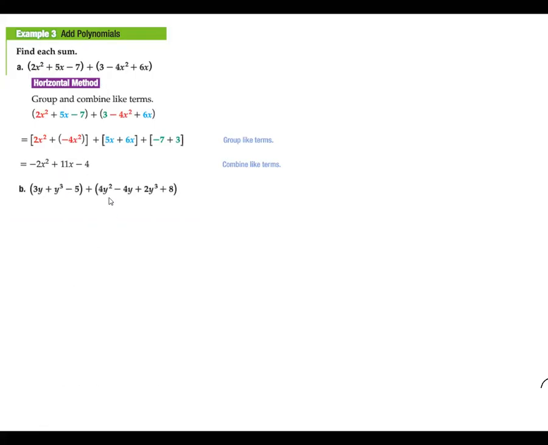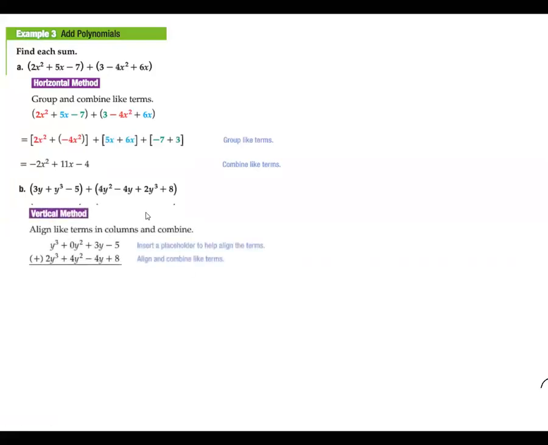With this one, we'll do the vertical method. So I have 3y plus y cubed minus 5 plus 4y squared minus 4y plus 2y cubed plus 8. With the vertical method, you want to put each polynomial in standard form, and if any of the degrees are missing, like this one is missing a y squared term, you can just put a placeholder of 0y squared there, and you align them vertically.